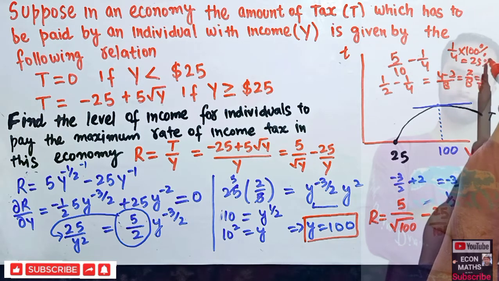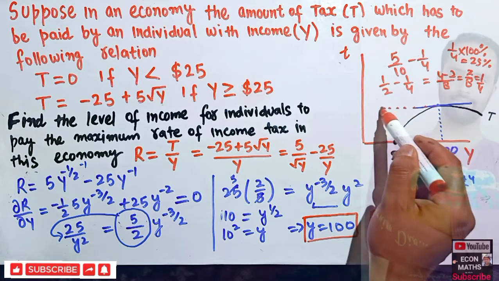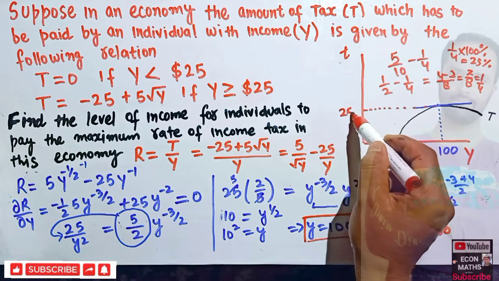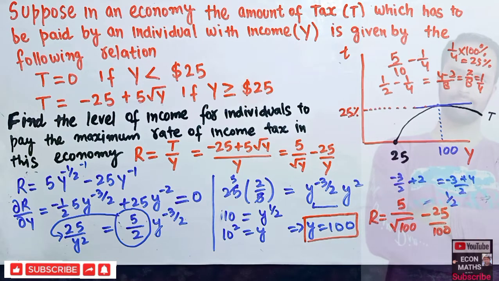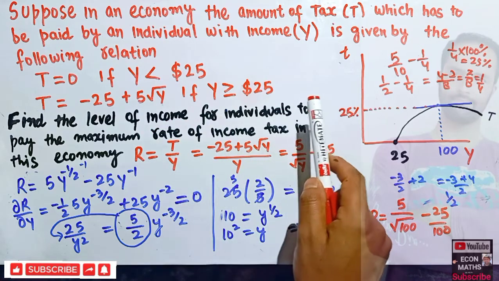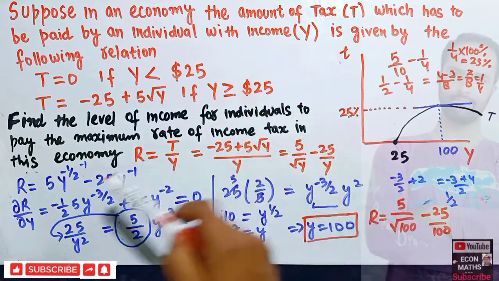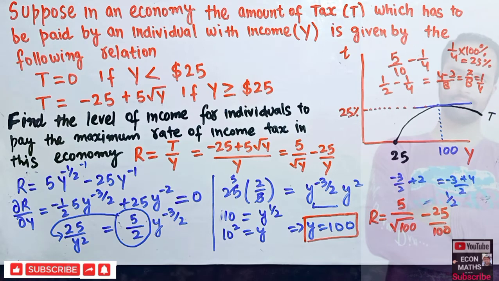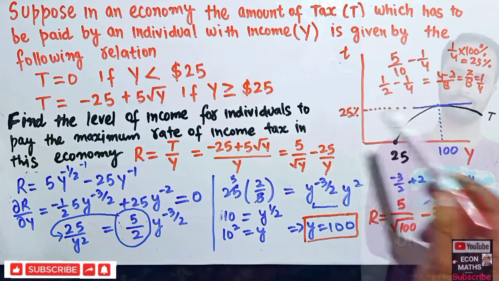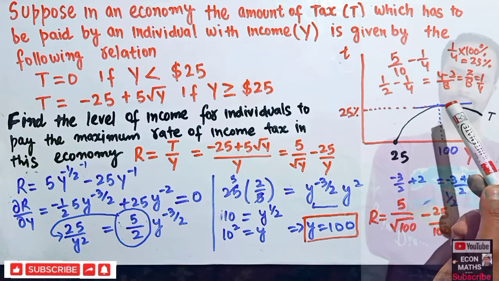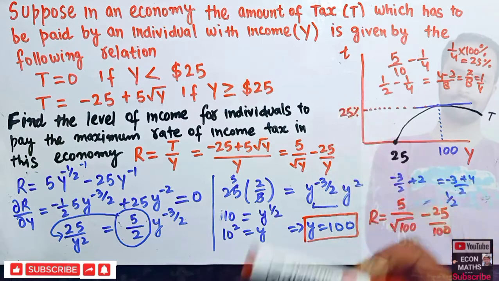When we write it in percentage form, it will become 25%. So corresponding to this tax rate of 25%, our level of income was 100. The question was to find out the level of income for which the maximum rate of income tax will be given here. So the thing is simple. First we found out the level of income where our tax rate will be maximum. So when the income is $100, our tax rate will be maximum, that is 25% here.